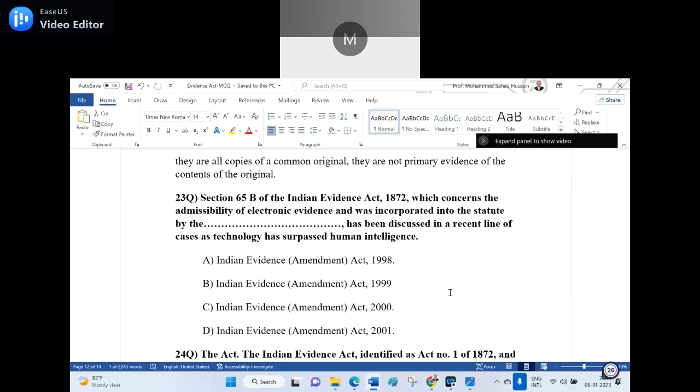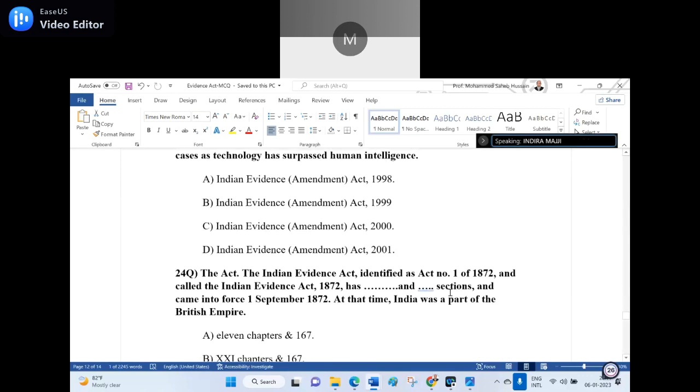Option C is the correct answer, sir. Option C, the Indian Evidence (Amendment) Act, 2000, is the right answer. That is the Indian Evidence Amendment Act of 2000.